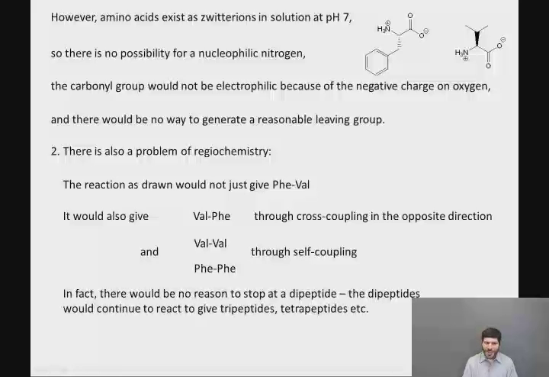And then furthermore, there would be no reason to even stop at a dipeptide. These dipeptides could then get attacked by another molecule of amino acid and continue to react to give tripeptides, tetrapeptides, etc. So clearly, if we're going to be able to make peptides from amino acids, we need to control this reaction.